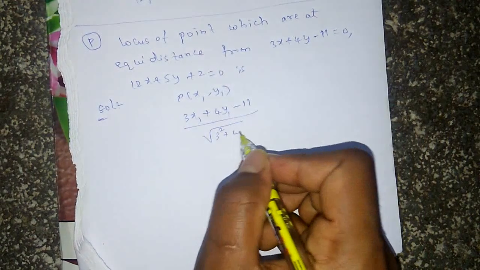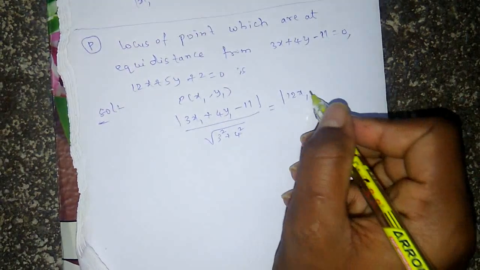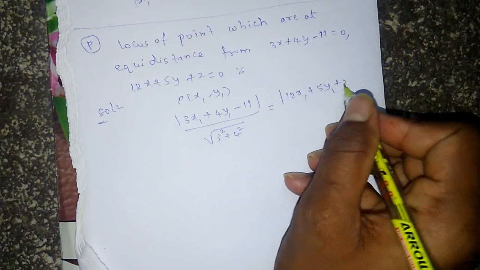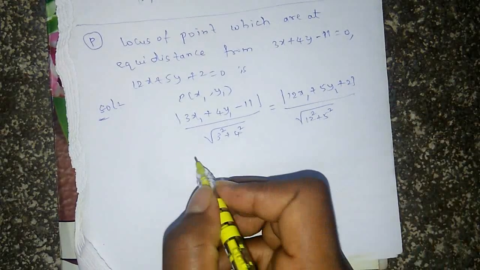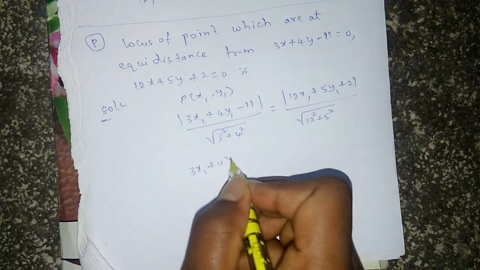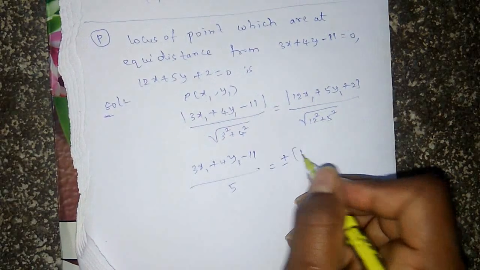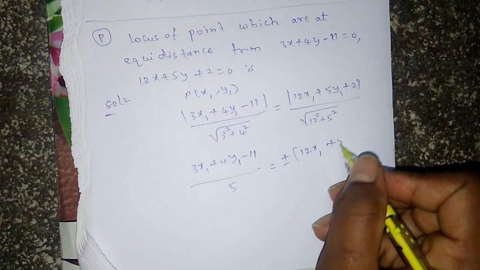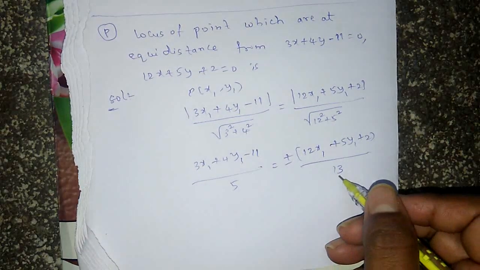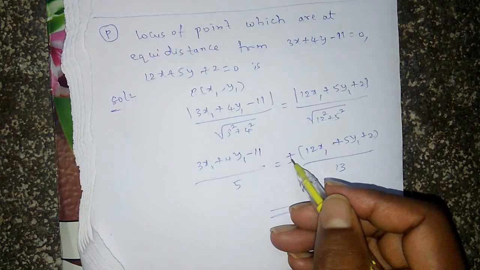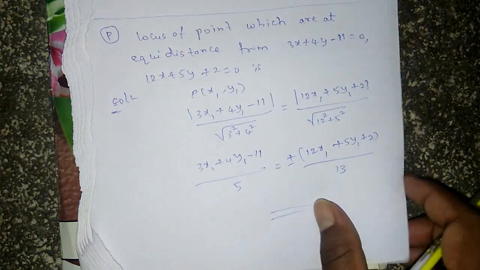|3x1 + 4y1 - 11| divided by the square root of 3^2 + 4^2 is equal to |12x1 + 5y1 + 2| divided by the square root of 12^2 + 5^2. This is (3x1 + 4y1 - 11)/5 equal to plus or minus (12x1 + 5y1 + 2)/13, since this is root 169, which is 13. So one time you take plus, another time you take minus, and you will get two equations. That is the required locus of the point.